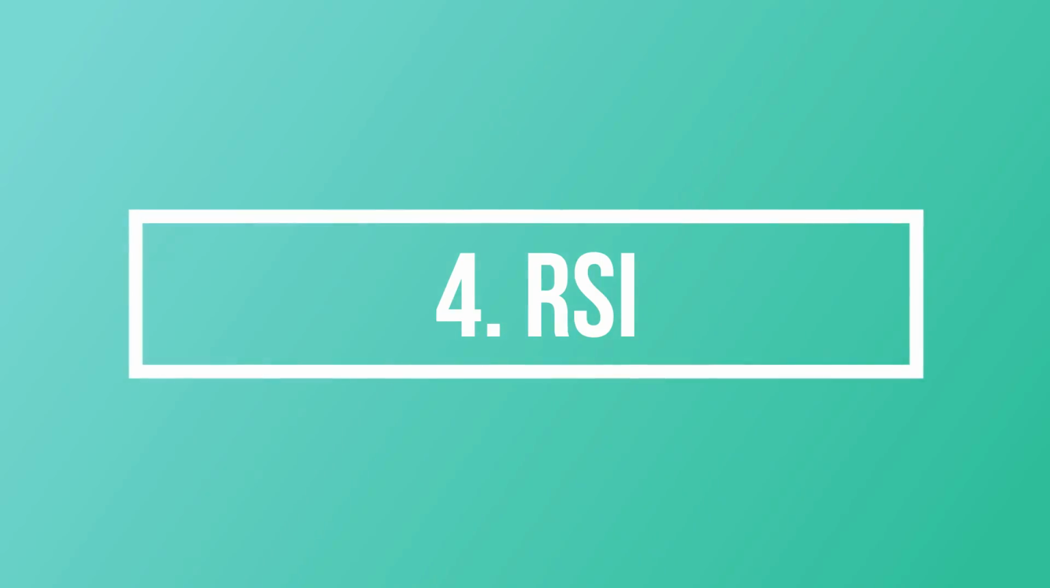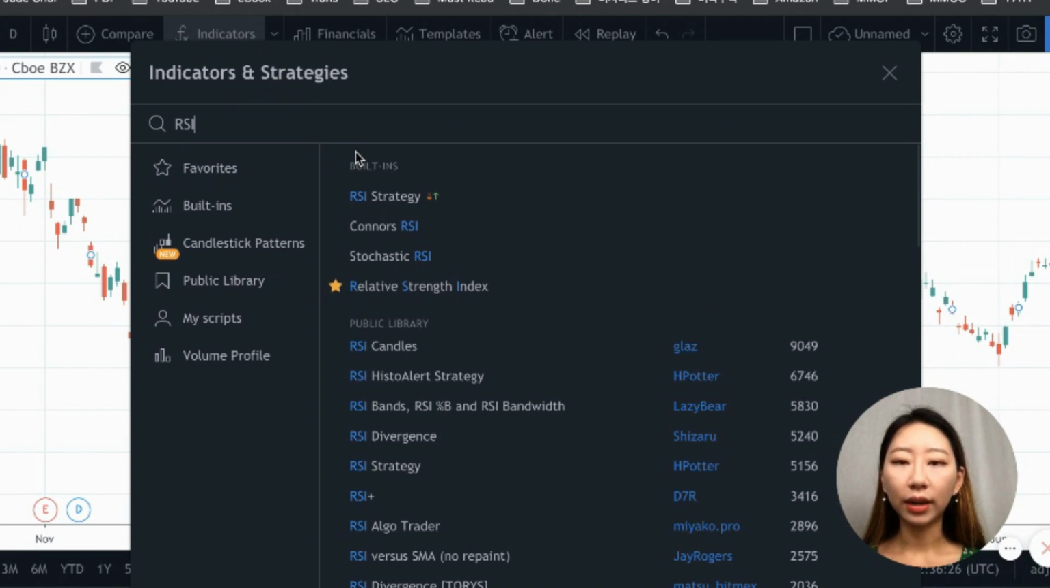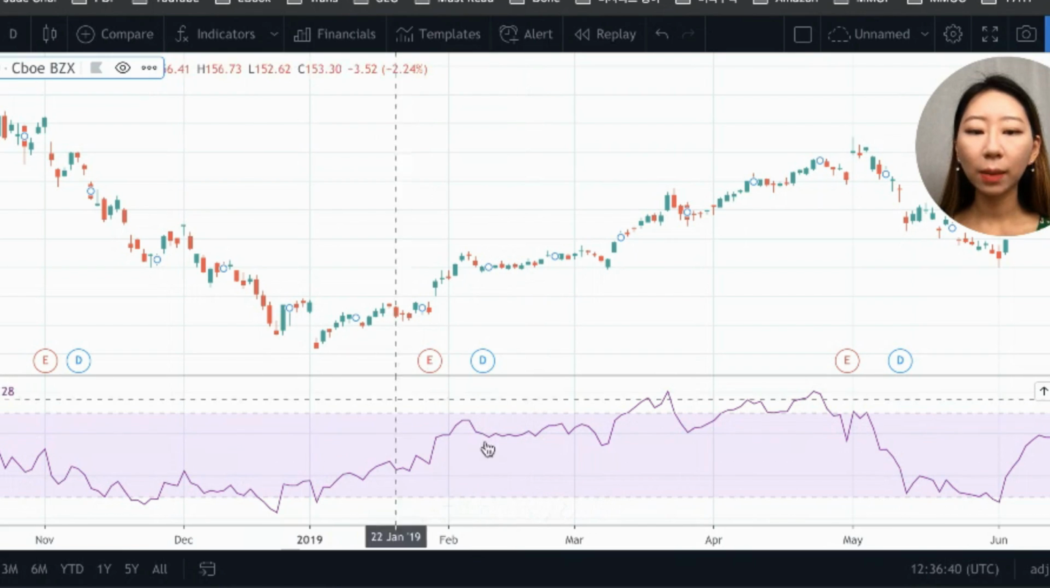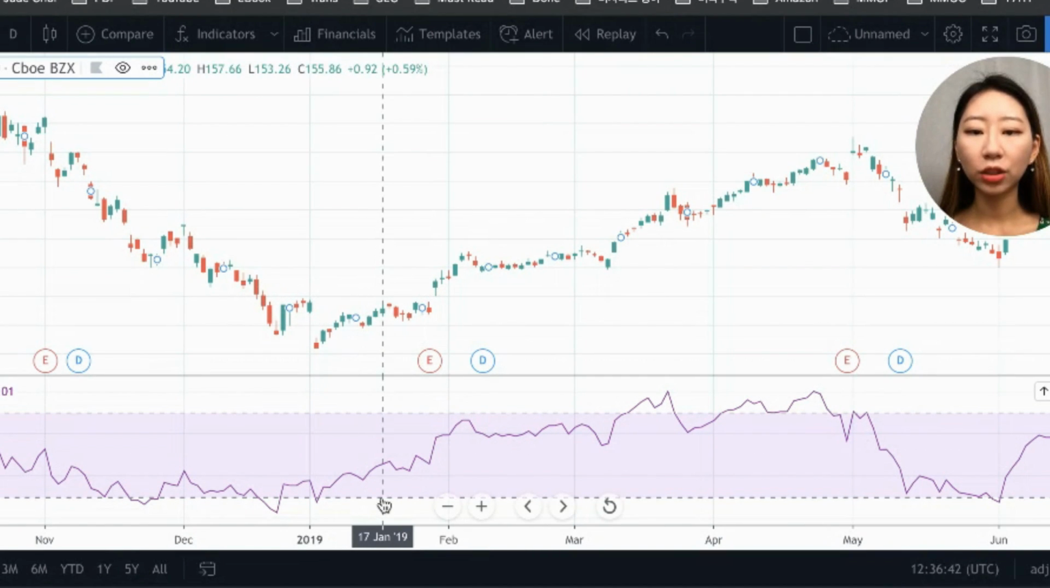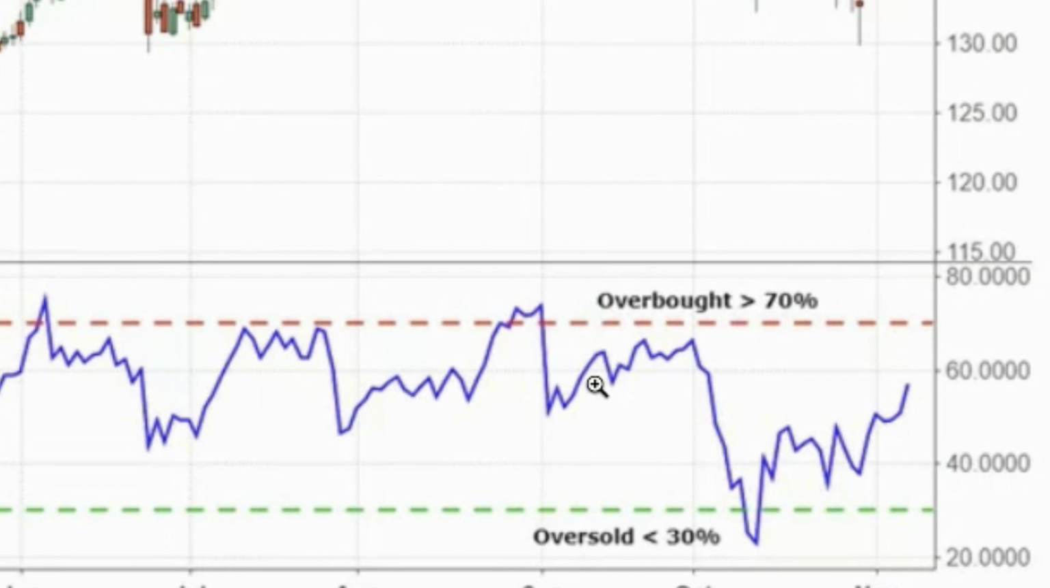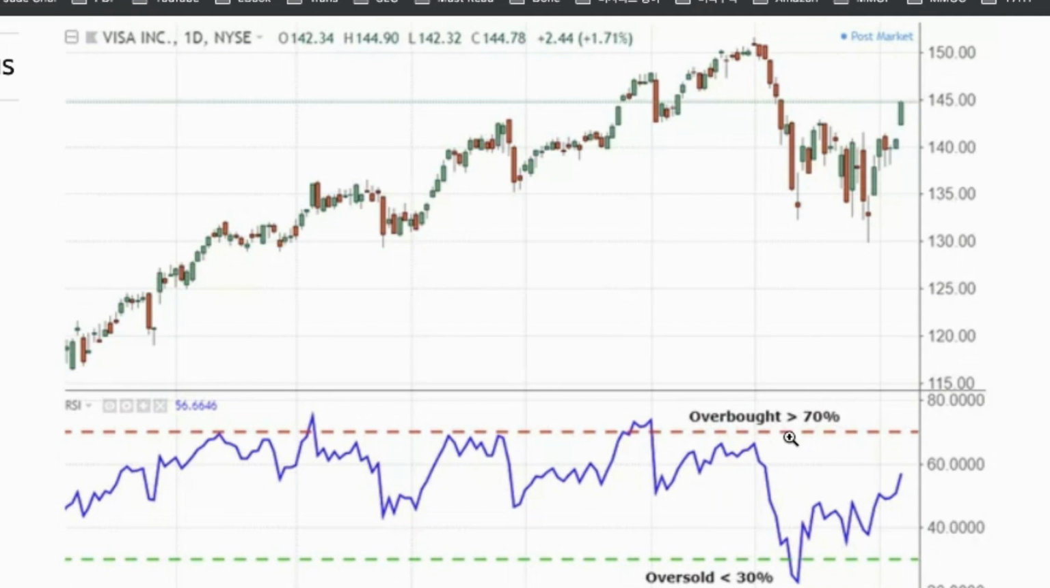4. RSI. When you add RSI, the Relative Strength Index, you'll see a separate chart below the main chart. And for RSI, it simply tells you if the stock is overbought or oversold at the current price. So when the RSI is over 70%, the stock is overbought at the moment.